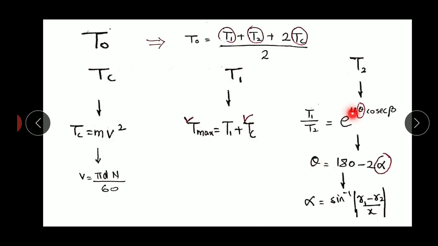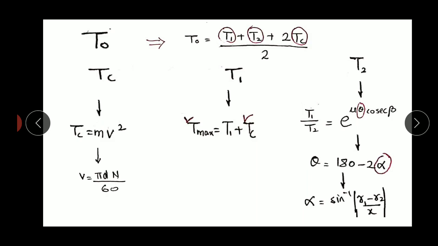In this equation, mu is known, beta is known, so we can easily find the right hand side, e raised to mu theta cosec beta, and on the left hand side T1 is known from the earlier equation, so we can find T2. Once we find all 3, T1, T2 and Tc, we can put them in this equation and we can find T0.